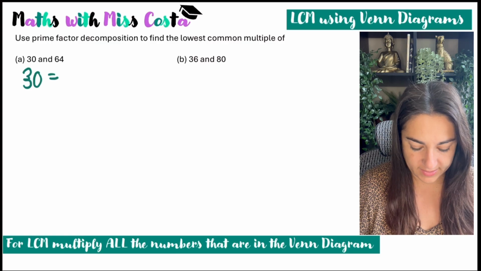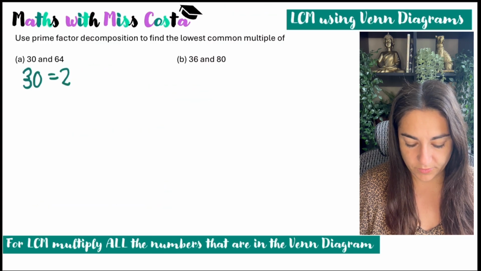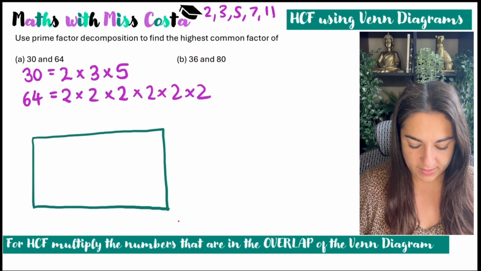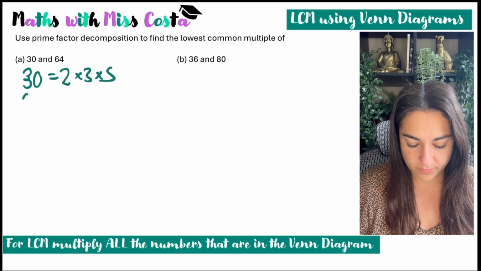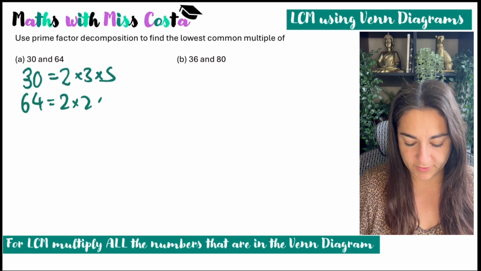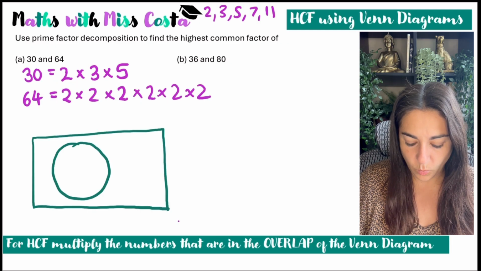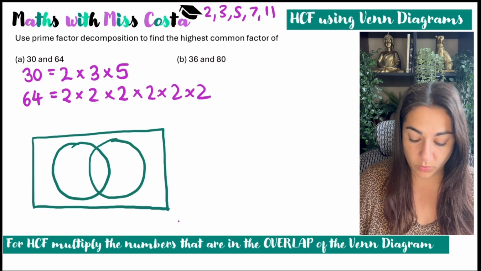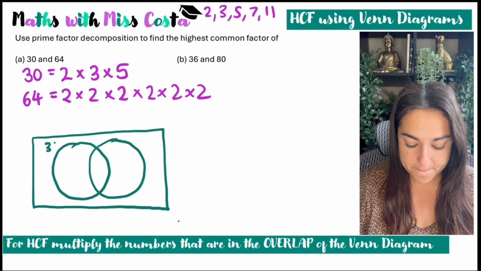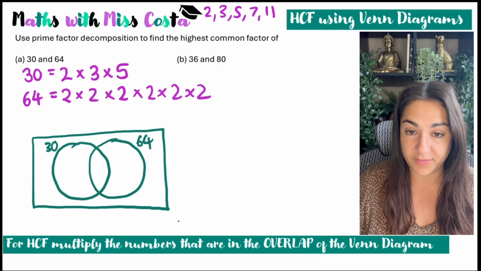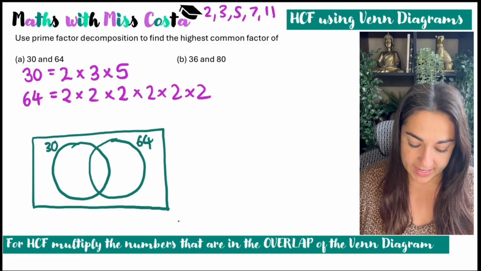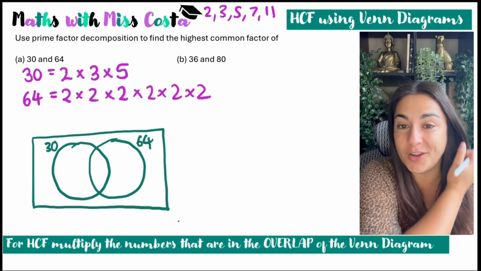We know that 30 is 2 times 3 times 5, and 64 is 2 times 2 times 2 times 2 times 2 times 2. Okay, so you've got your Venn diagram. One of the circles is going to be all of the factors of 30, and the other circle is going to be all of the factors of 64. And what we're going to do is we're going to put each number inside.